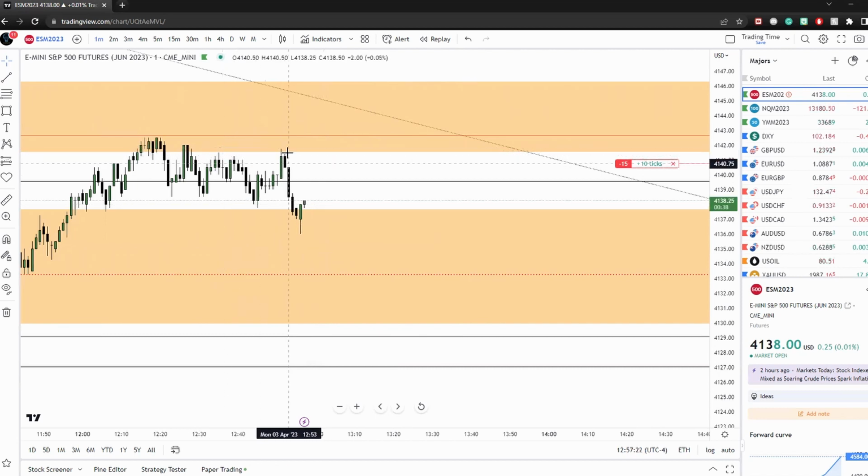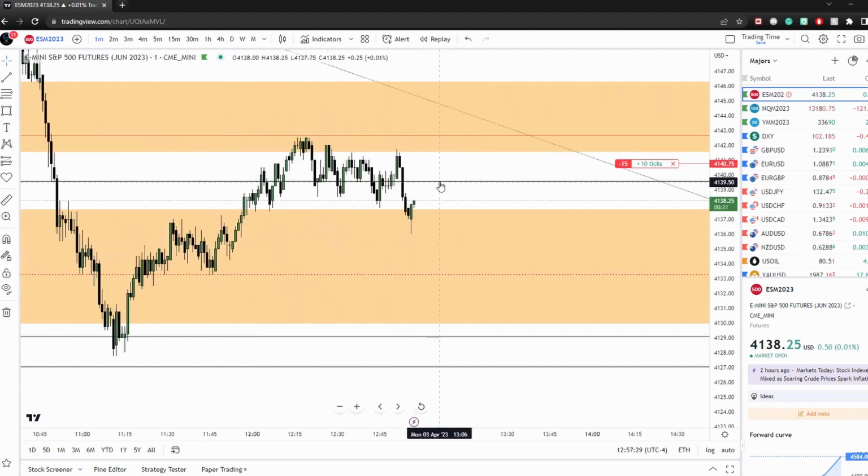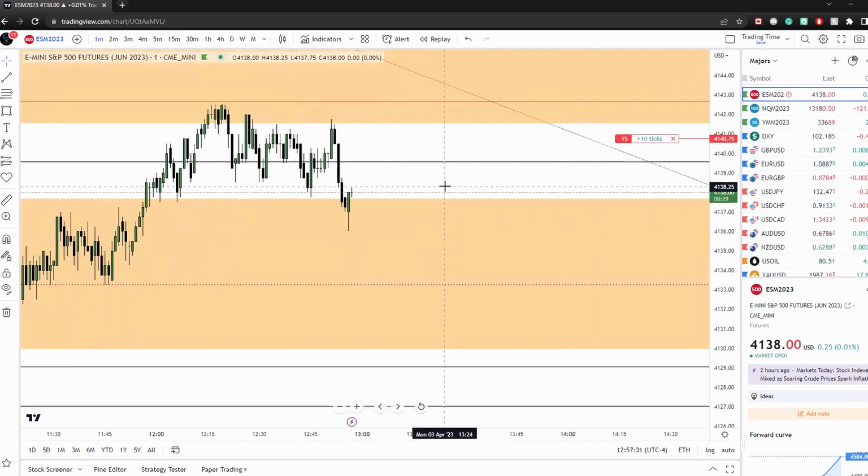Price takes out these buy stops here, nice displacement lower, takes out this low. Price comes up here, you could take a sell. I'll probably just take a small sell if it comes back up there on this demo, just to show you guys, instead of on my live.